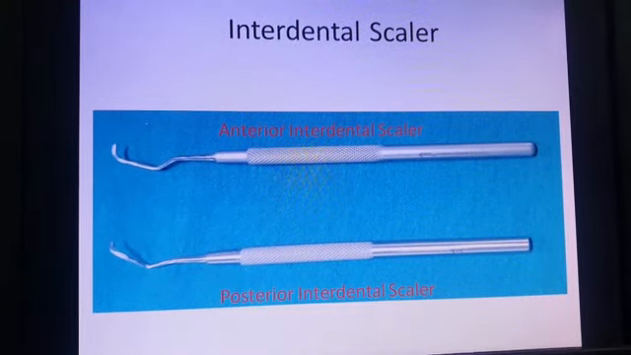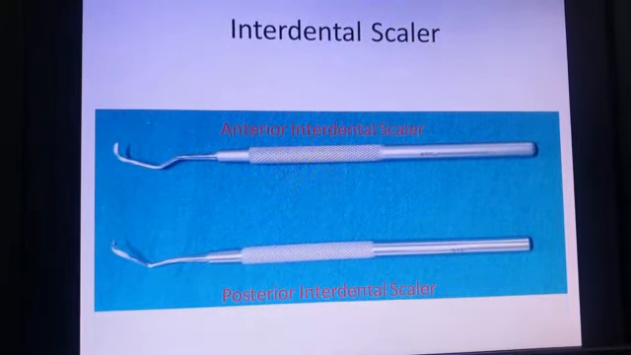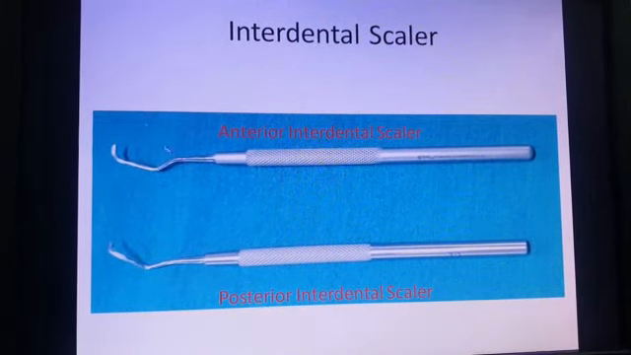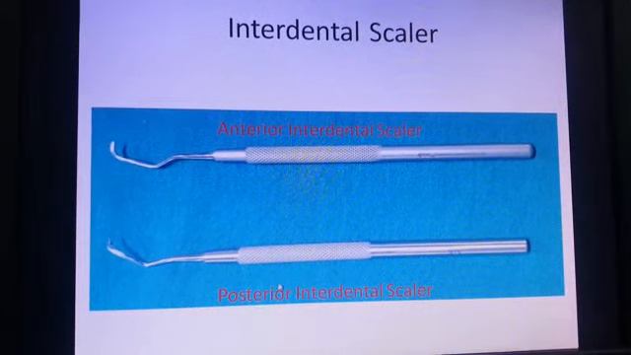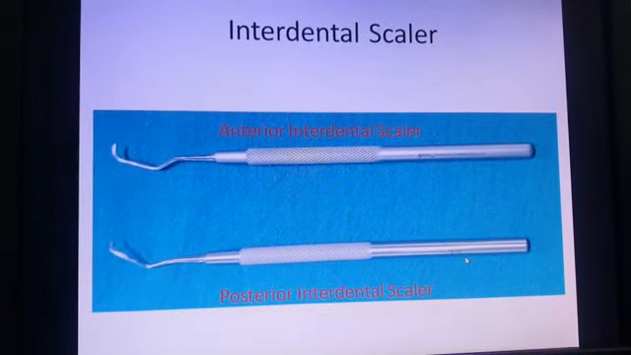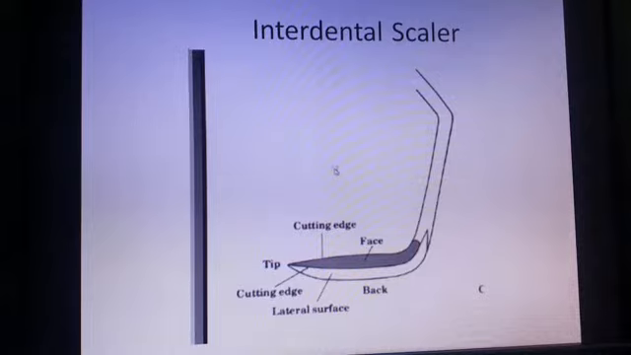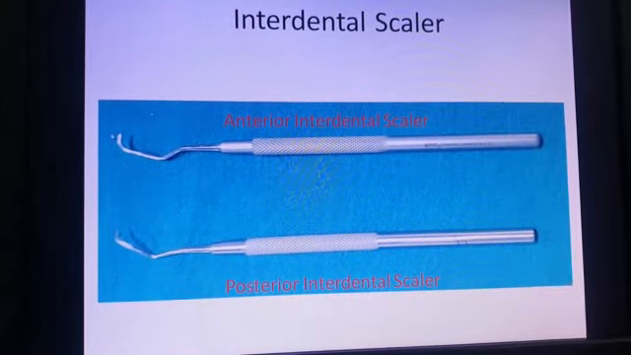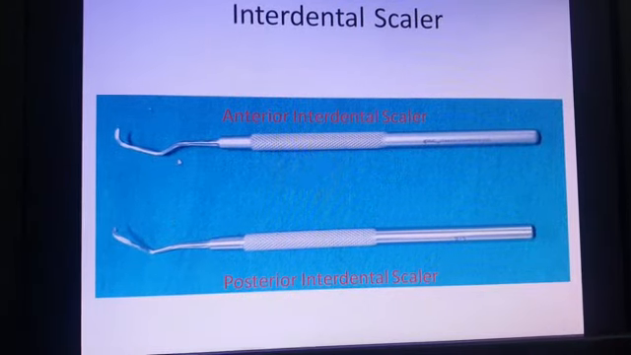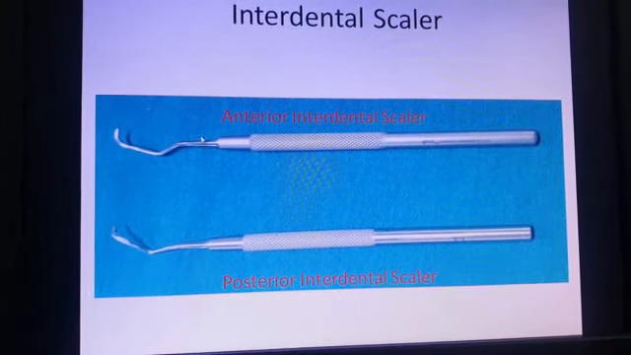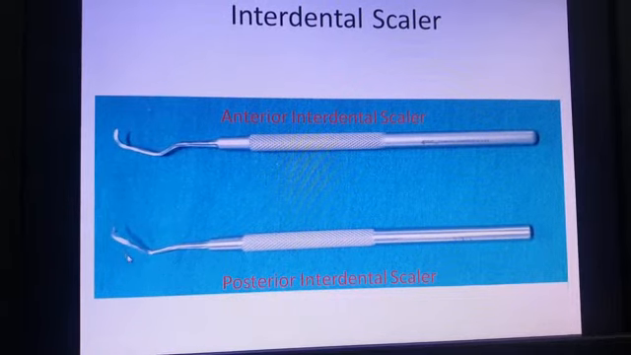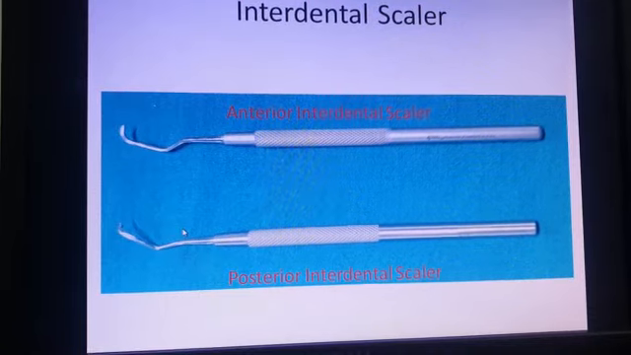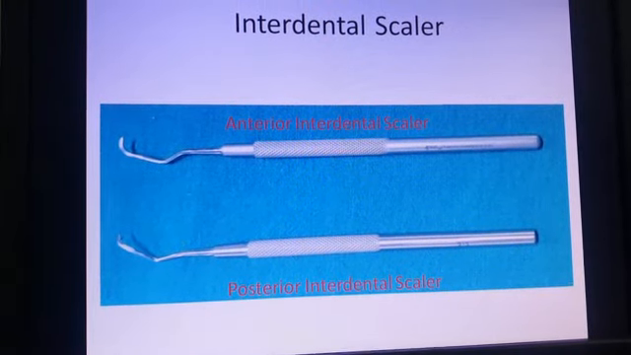The next scaler is the interdental scaler. It is also called the Jacquette scaler. There are 2 types of interdental scaler. First is the anterior interdental scaler and second is the posterior interdental scaler. Here you can see the difference between the anterior and posterior scaler is the difference in shank. In the anterior interdental scaler, a simple curved shank is present, while in the posterior interdental scaler, a contra-angle shank is there, which gives accessibility to the posterior area.